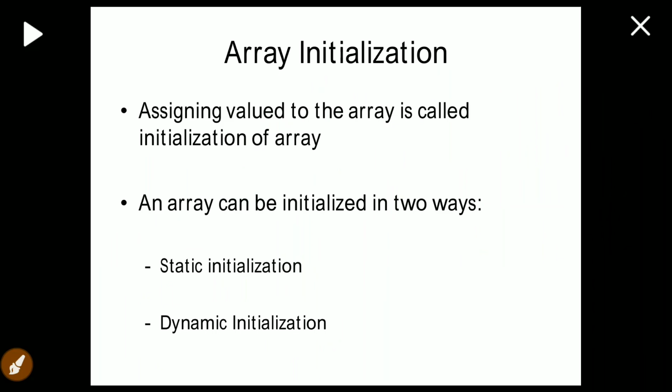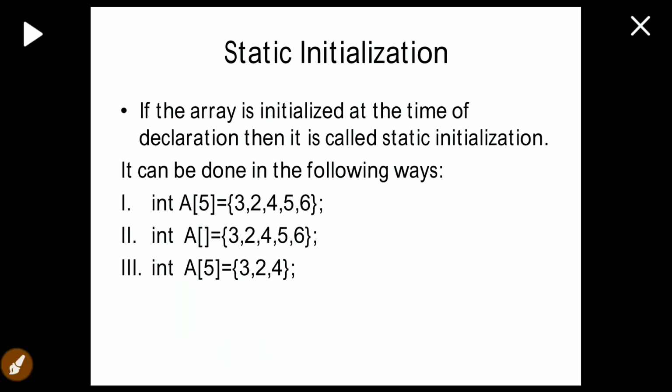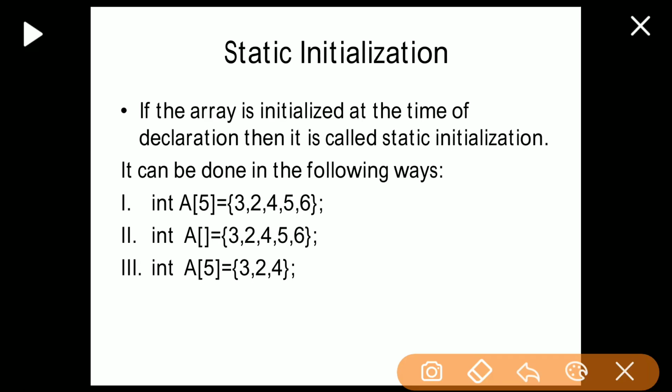And arrays can have 2 types of initializations. Assigning values to the arrays is called initialization of an array. An array can be initialized in 2 ways: either static initialization or dynamic initialization. So this is how a static initialization is done. Here 3 ways of static initialization are shown.